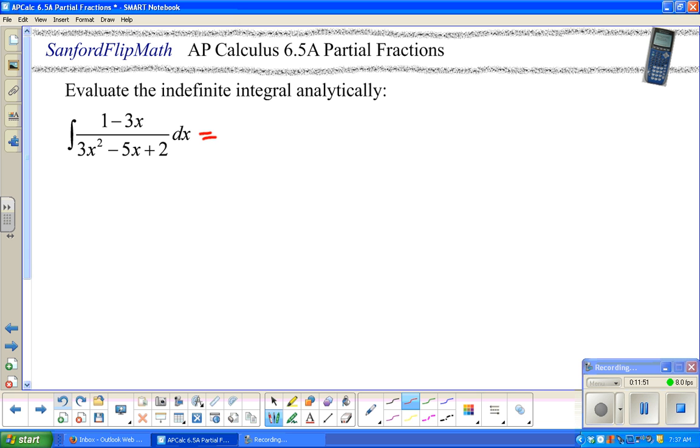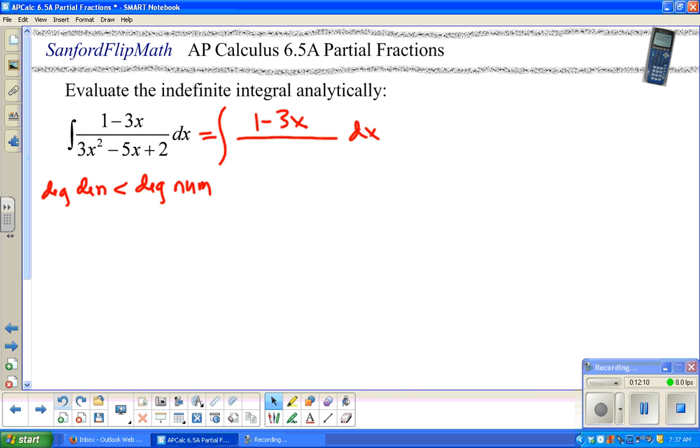Okay, so let's do a little bit of factoring of the denominator and see. Oh, the other thing we'd have to check too is that the degree of the denominator is less than the degree of the numerator. Okay, since that's true, we can proceed. If it wasn't, we would have to do division, like long division or something. Okay, all right, so let's try and factor this bad boy.